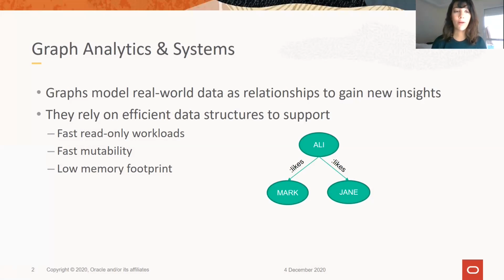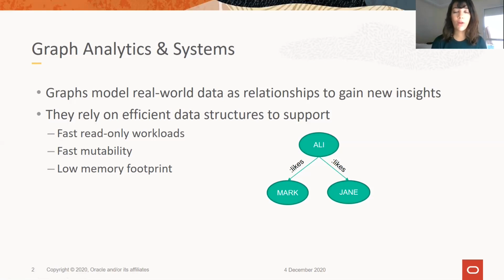To start with, I'm going to give a bit of context on graph analytics and systems. Graphs allow us to model real-world data as relationships between entities called vertices, for example Ali, Mark, and Jane in this example, and relationships between them called edges, to gain new insights that are not seen when using other classic models such as relational models.